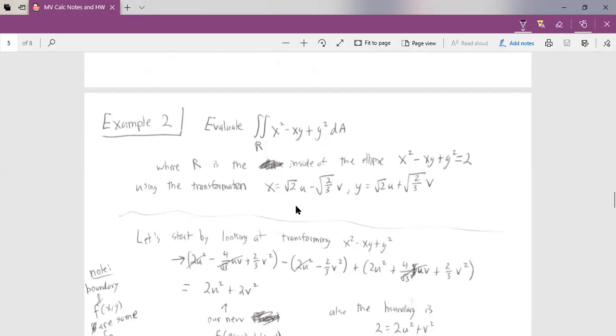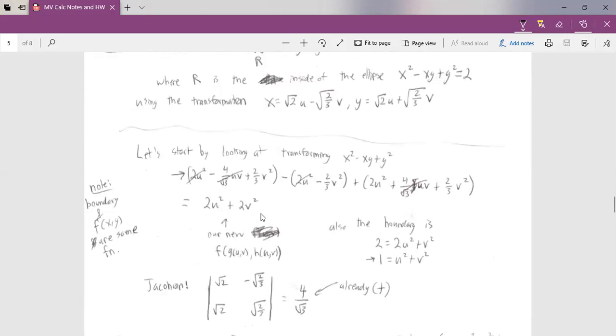So here, x is the same as root 2 u minus root 2/3 v, y is the same as root 2 u plus root 2/3 v. So we just square this to get x squared. We multiply the two together, which is a difference of two squares, essentially. So we just get 2u squared minus 2/3 v squared, and then here we square this, getting this. You can see me cancel down terms that cancel, and ultimately this yields 2u squared plus 2v squared.